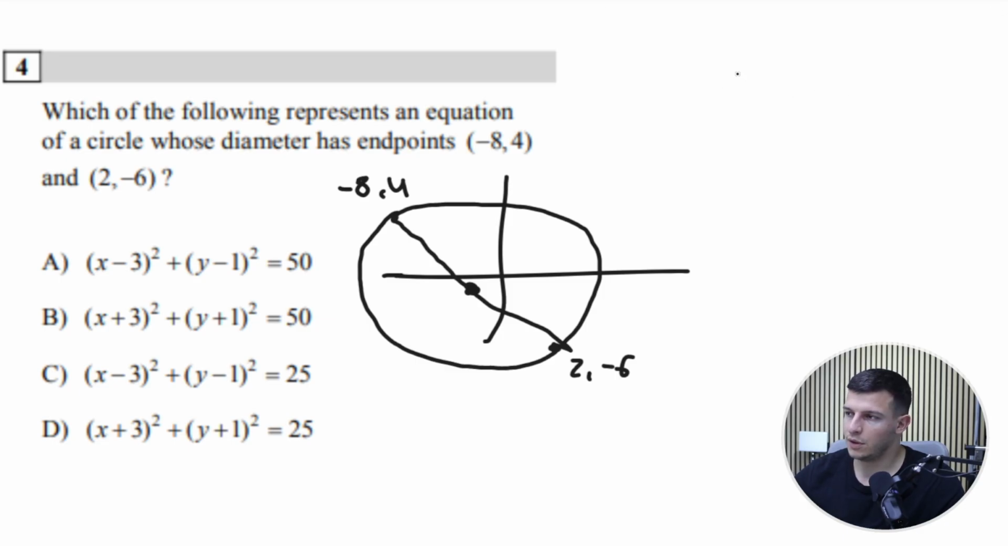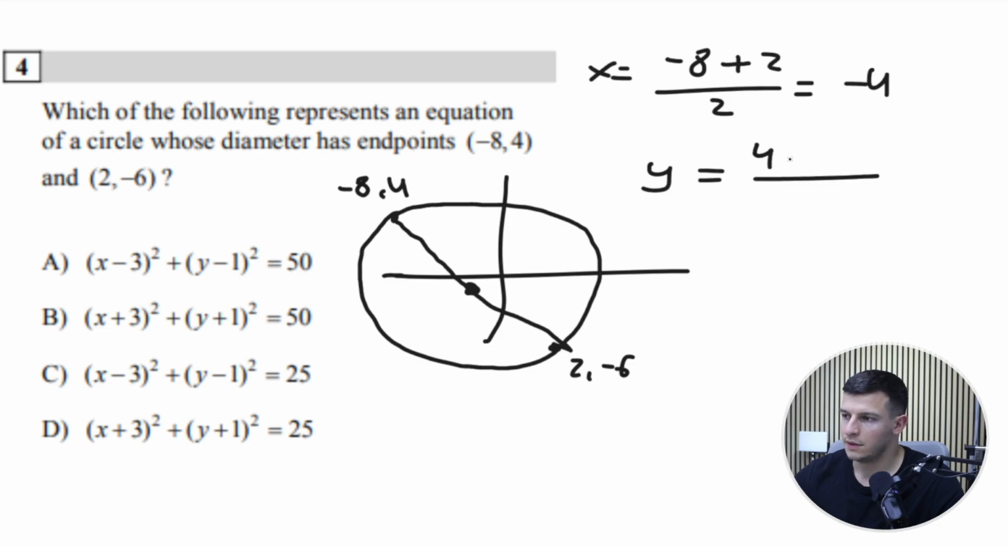So how can I find the midpoint? Very simple. For the x point, negative 8 plus 2 divided by 2. That's going to be negative 4. For the y point, 4 plus negative 6 divided by 2, that's going to be negative 1. So negative 4 and negative 1. Did I do that wrong? Yes, I did do that wrong, because negative 8 plus 2 is negative 6, and 6 divided by 2 is 3. So negative 3 and negative 1. This should be negative 3.